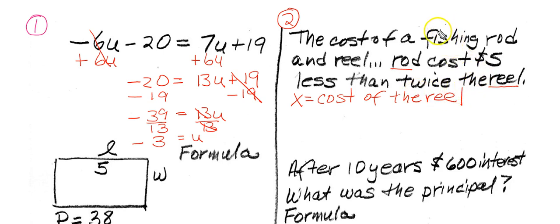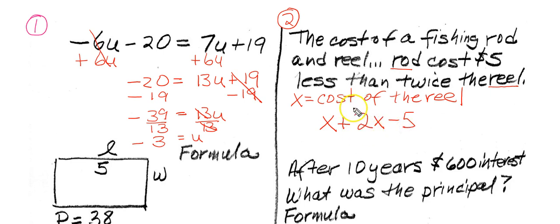So they want us to convert this from English into algebra. Well, we have a rod and a reel. Now we know the reel costs x. And they don't want us to simplify here, just to translate. Now, what would the rod cost? Well, we're going to add it to the price of the reel. We know it's twice the reel, less $5.